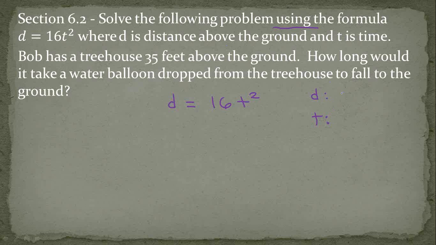And here they say distance is d. The d represents distance above the ground. So how high is something? And t represents time. Then the question is, if Bob has a treehouse 35 feet above the ground, we're going to have to plug that in and use this equation, and we have to decide, is 35 a d value or a t? And clearly that is distance.